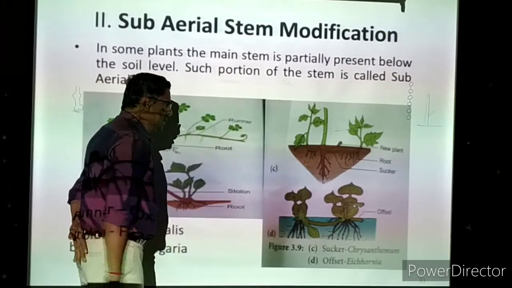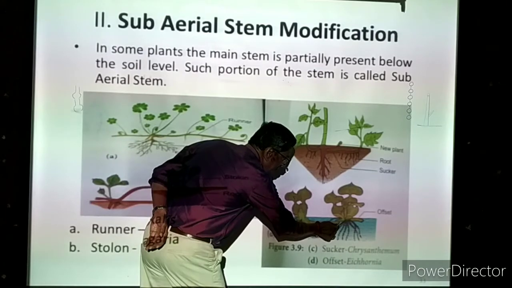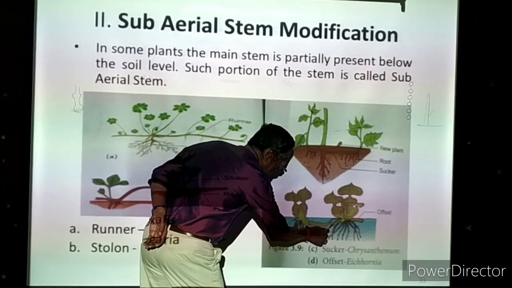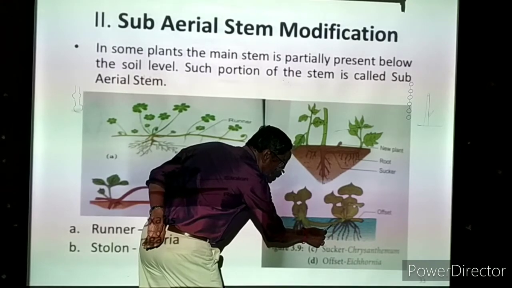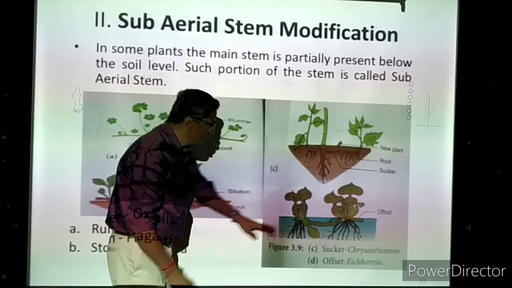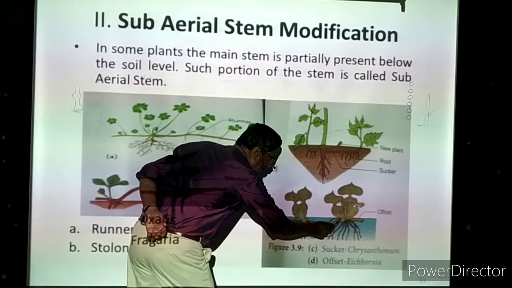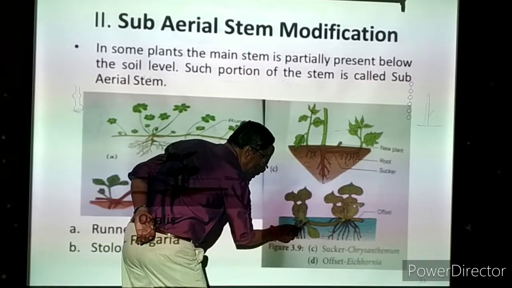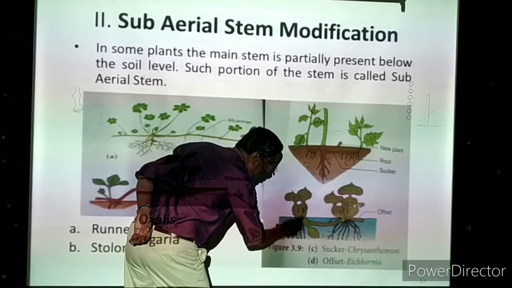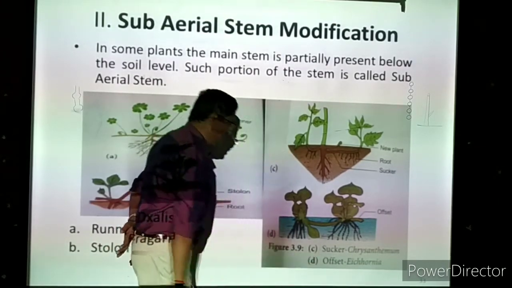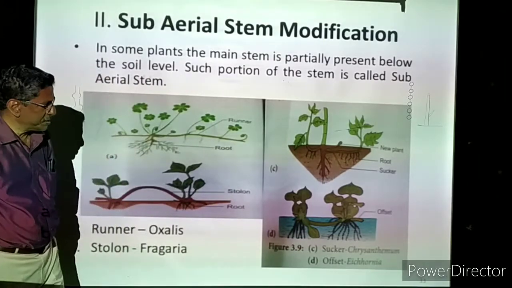Then after a period of time, from the stem present below the water level, one lateral branch is arising. This branch is growing in water, but it won't come out of the water. It will grow inside the water up to a certain distance. At the tip of the branch, one new plant will be formed. Again the same way. Now this branch is called the offset.